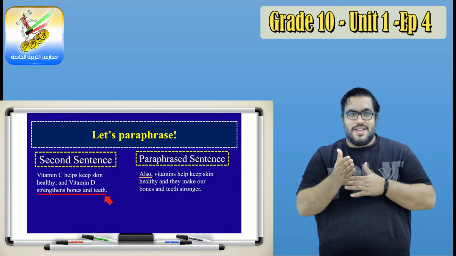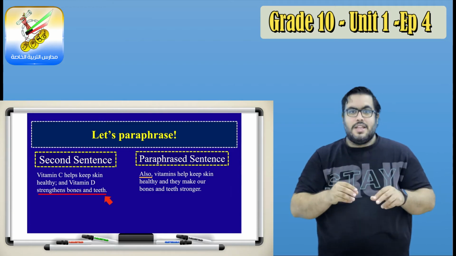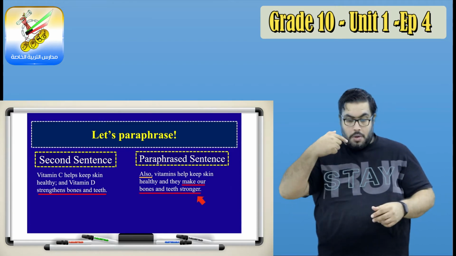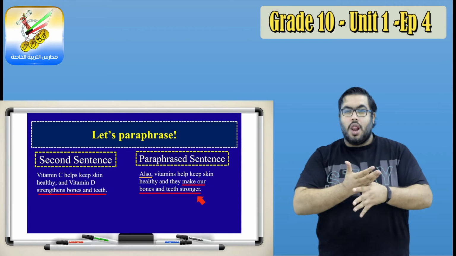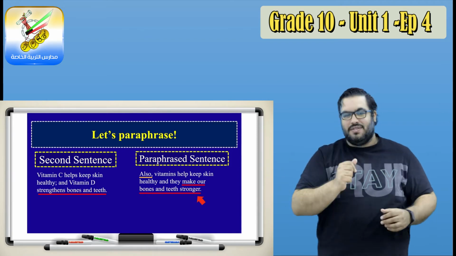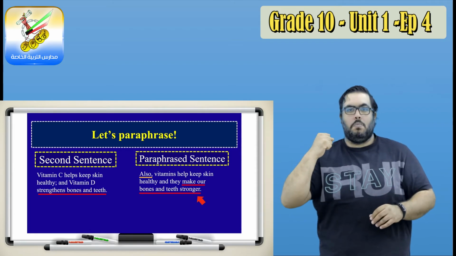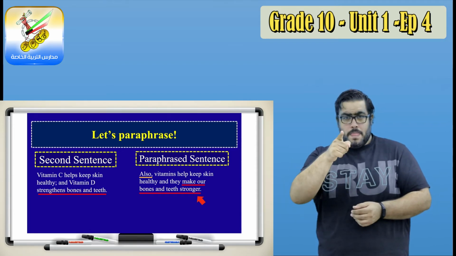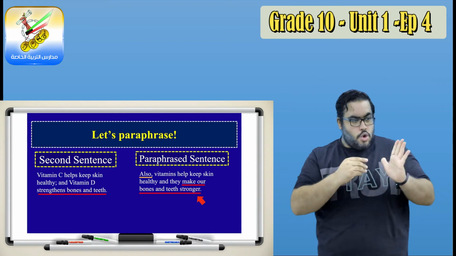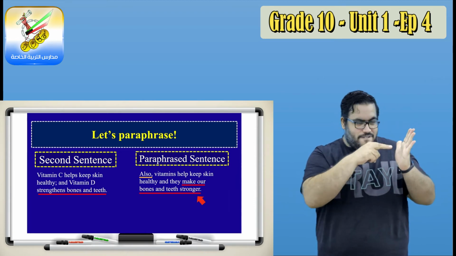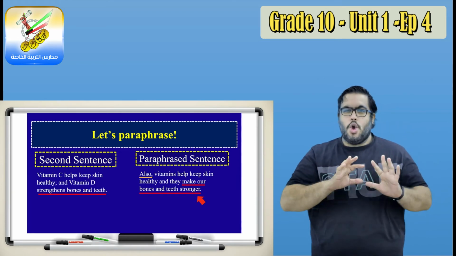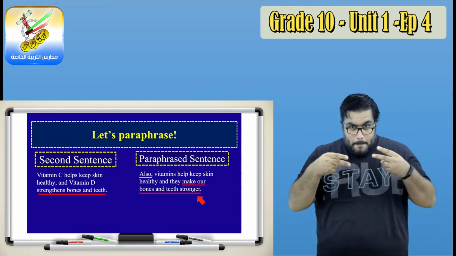So if you look at the original sentence, strengthens bones and teeth, we changed it to make our bones and teeth stronger. You see what we did? We changed the word strengthens from a verb to an adjective. Strengthens changed to stronger. This is another form of paraphrasing, which is a class change.